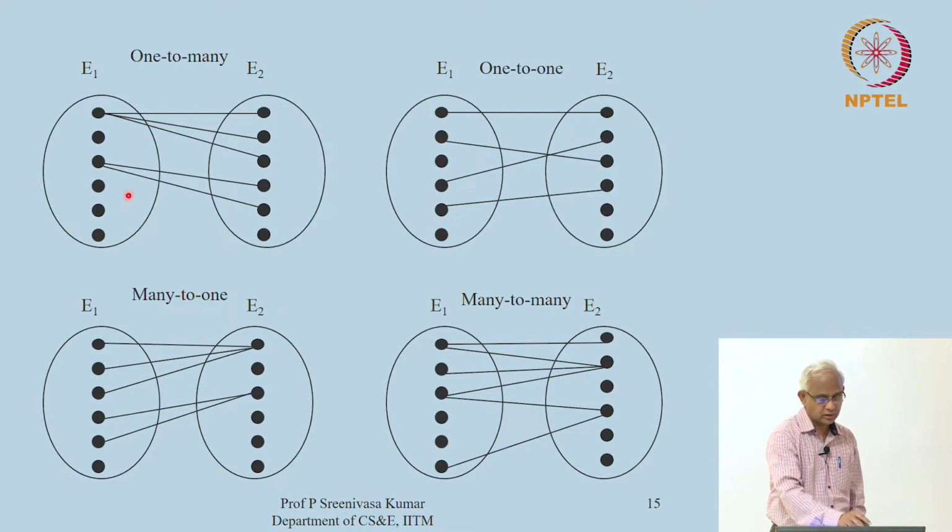Here is 1 to many. Each of these may be associated with many E2 entities, and so that is the max. The max is many, but they may not be associated with anybody also. Whereas here this E2 entity is associated with at most one E1 entity, and the reverse is the situation in many to one. Whereas in many to many, many E1 entities may be associated. For example, all these three are associated with this, and then these two entities are related with that.